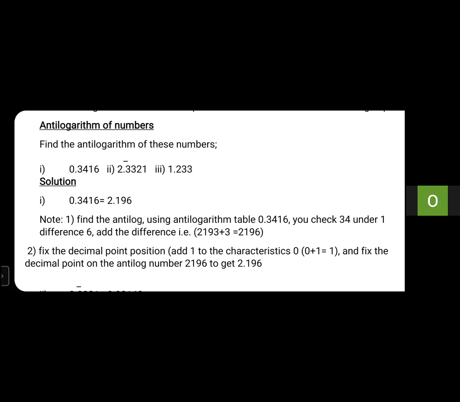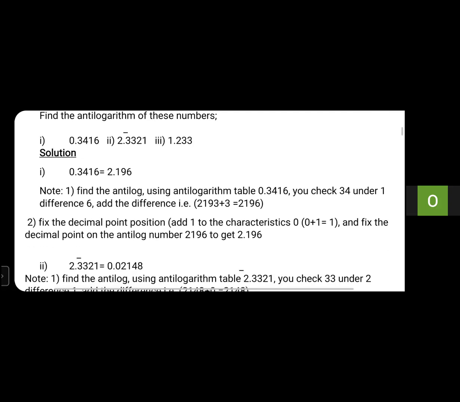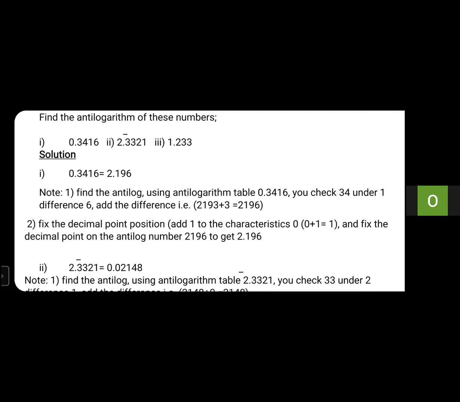Okay. 34 under 1 is what? 219. Okay, the difference. 218. No, that should be 2193. You are checking 34 under 2. Sorry, 2193, when you add the difference. Okay, 2196. So you can see that it said note 1.